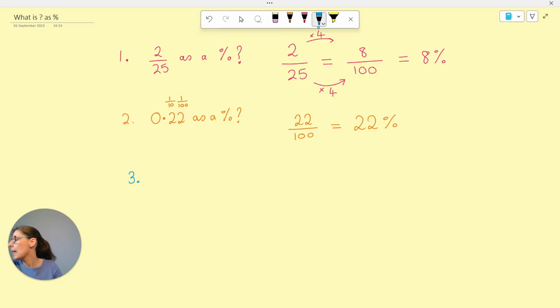Let's do number 3 here. 0.07 as a percentage. Well, that 7 is in the hundredths column, so we could put it as 7 hundredths, and we know 7 divided by 100, or 7 hundredths, is the same as saying 7%. Let's do number 4 here.